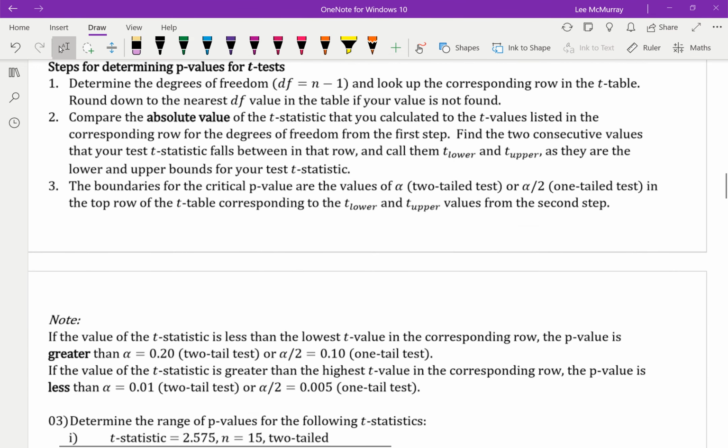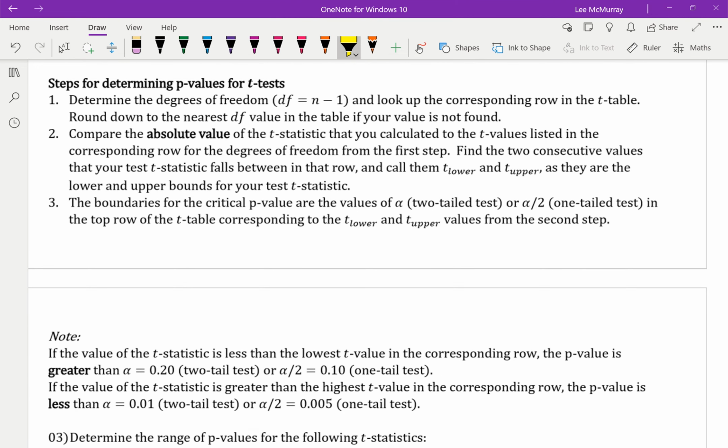Now for p-values for t-tests, these are the steps, and we haven't done these yet because we haven't done a hypothesis test involving the t-test yet. What we have to do is determine the degrees of freedom. The degrees of freedom are n-1, which we did in our confidence intervals, and we look up the corresponding row on the t-table. We round down to the nearest degrees of freedom value in the table if it's not found. That rule is consistent with what we've done before, and you are always going to round down. I just put a little note in here.